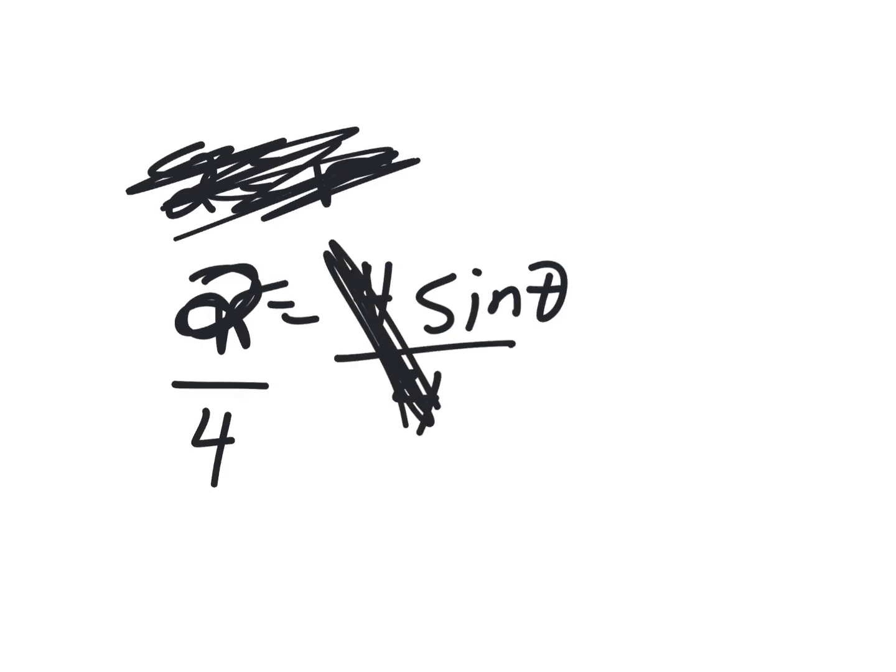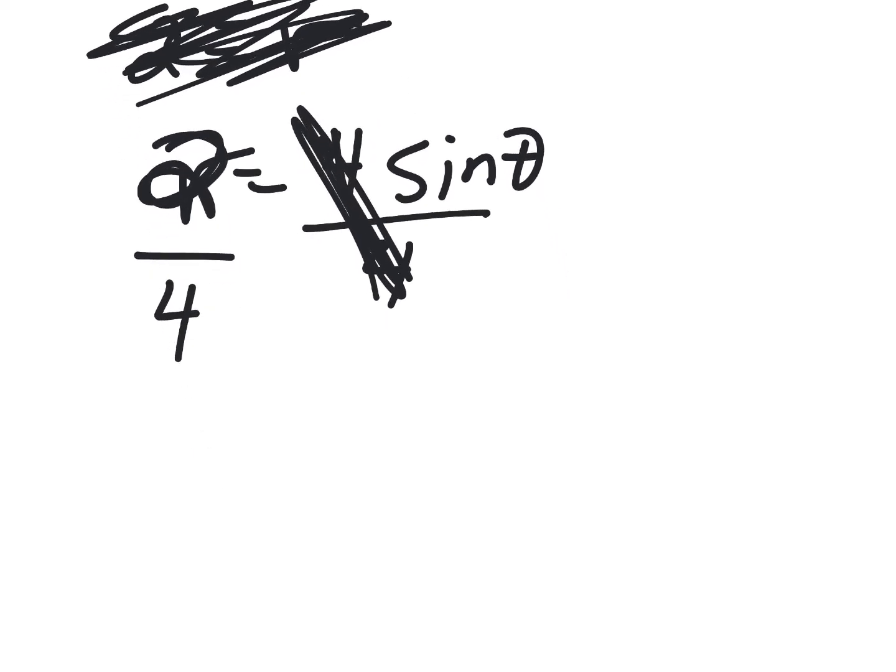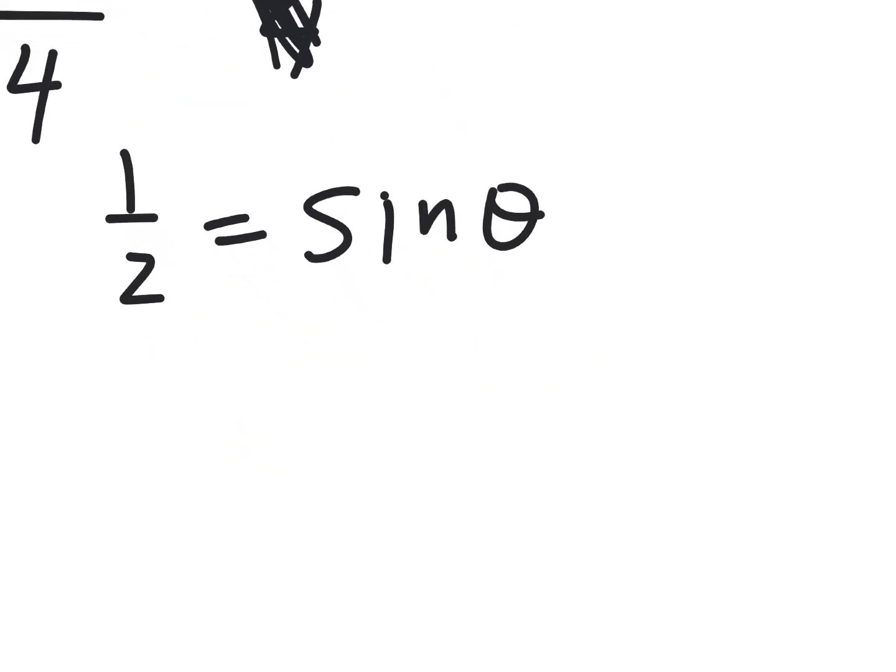And why did I do that? Because I'm trying to get the theta alone. 2/4 is 1/2. 1/2 equals sine theta. Then, if I want to solve that, it goes back to circle trig.